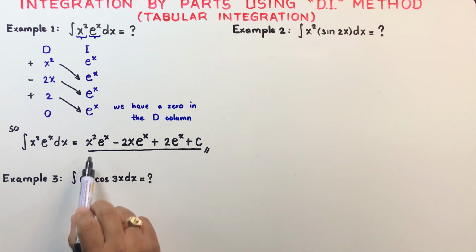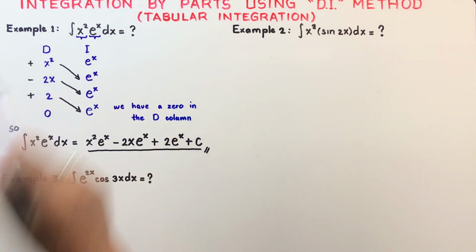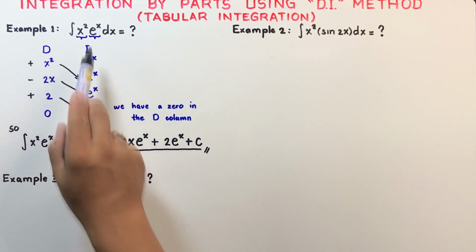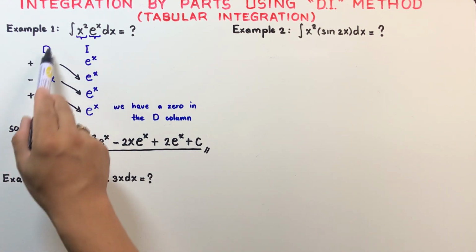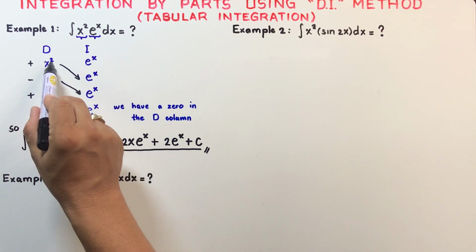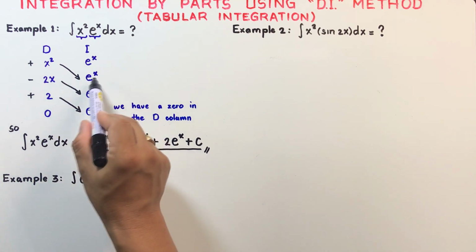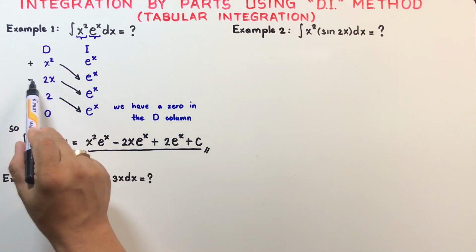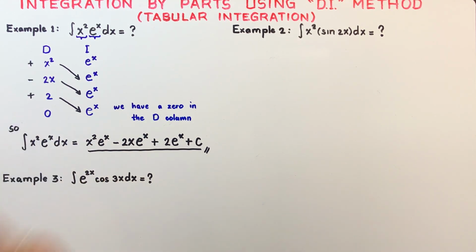And you can check that I have the same answer as in the previous video when I was doing the usual way of doing integration by parts repeatedly for this particular integral. So as you can see, this is a DI method because you have two columns here. The D column for differentiation and the I column for integration. So I was doing differentiation repeatedly and integration repeatedly here. And then I stop when I get a 0 in the D column. But don't forget that the signs are alternating here. So positive, negative, positive there.